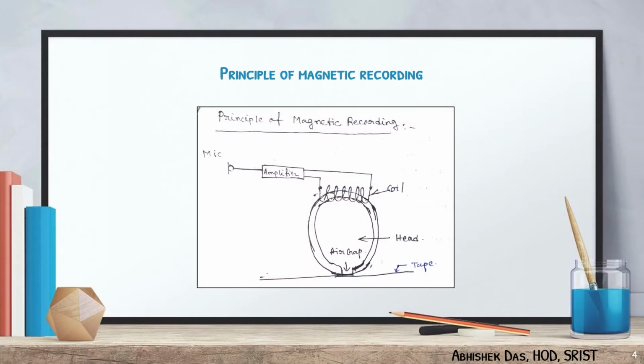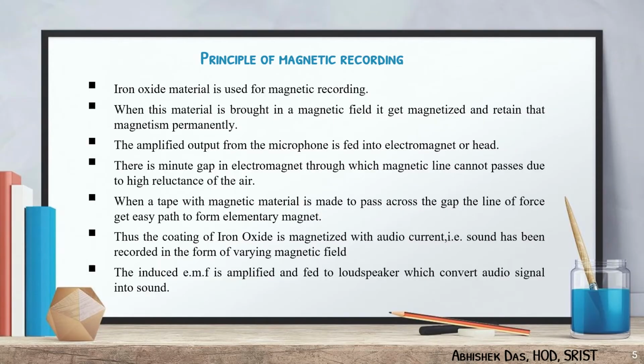This is the structural diagram of magnetic recording. Now we are going to discuss the principle of magnetic recording. Magnetic recording is based on the principle that certain materials like iron oxide, when brought into a magnetic field, get magnetized and retain that magnetism permanently until altered.